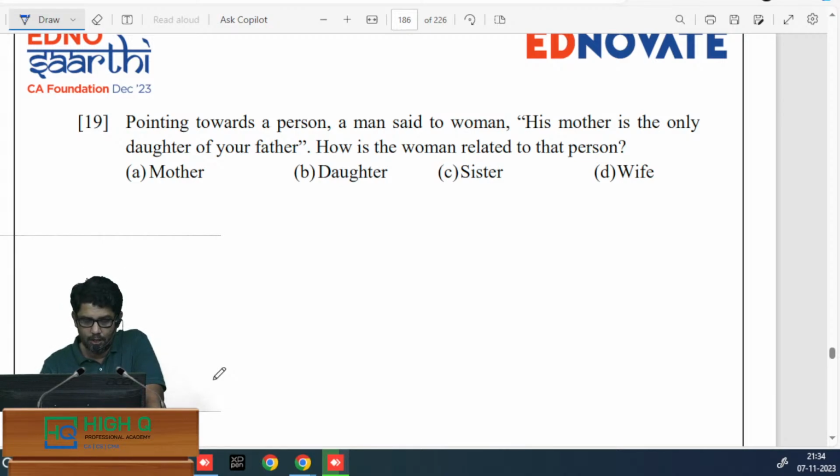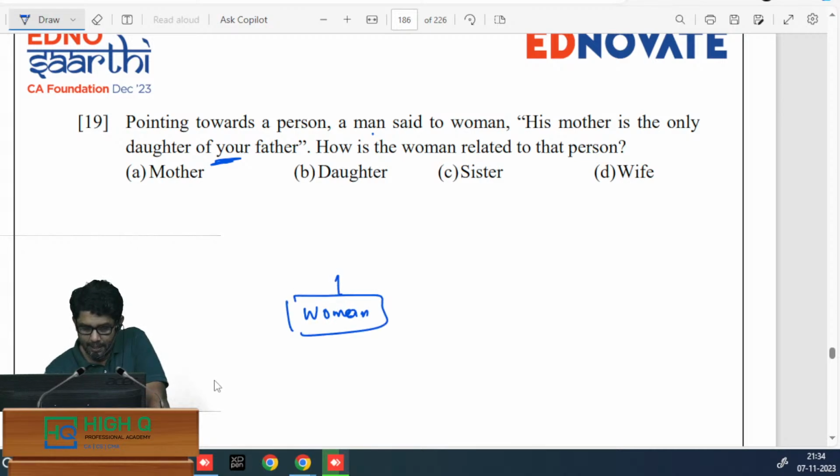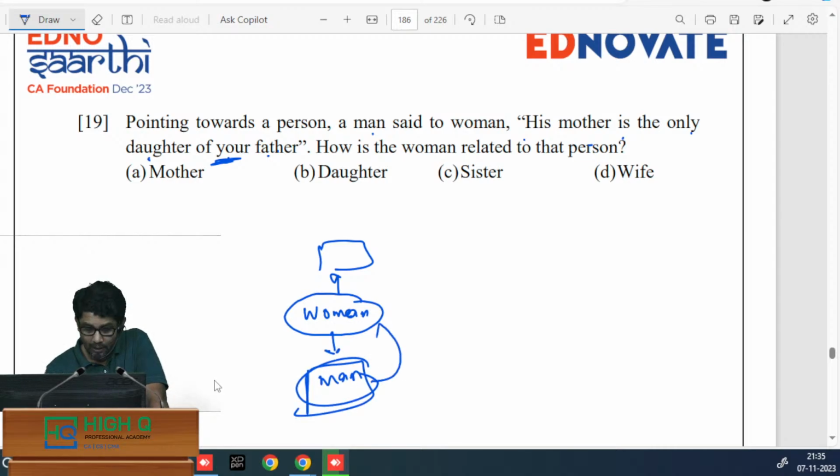His mother is the only daughter of your father. Who is this "your"? Woman. A woman has got a father. Daughter of your father, a woman. His mother is the only daughter, so that man is the son of the woman who is the only daughter of her father. Fine. So what is the question, my dear? How is the woman related to that person? Woman, mother. Mother is the right answer.